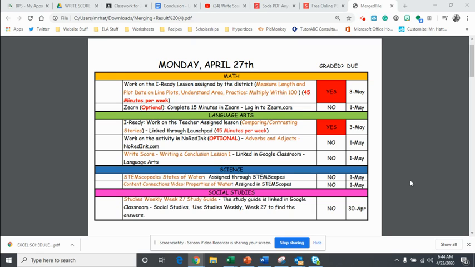There's 2 texts that you will read, and you compare and contrast those 2 stories, much like we did last week. And then in No Red Ink, we have adverbs and adjectives. That is optional again. So if you get done with the comparing and contrasting stories, you can continue on with that as your language arts.